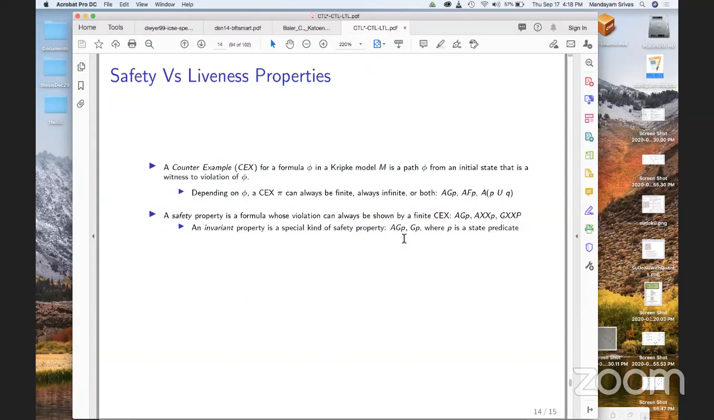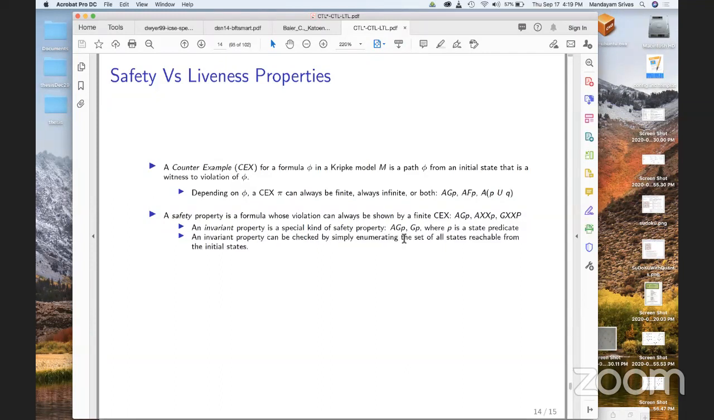The reason for this classification of safety versus liveness is that in model checking, algorithms make it a point to give a counterexample every time that the property fails. So this classification is important from the point of view of generating counterexamples, but also to optimize model checking algorithms by exploiting the form of your formulas.